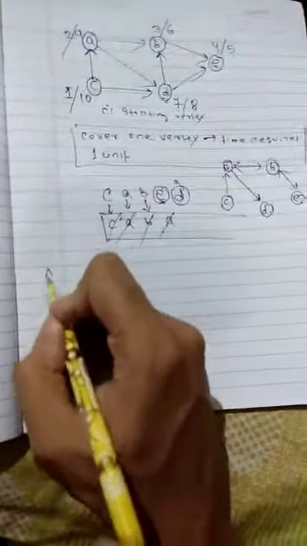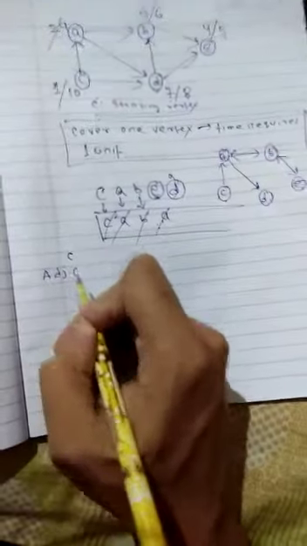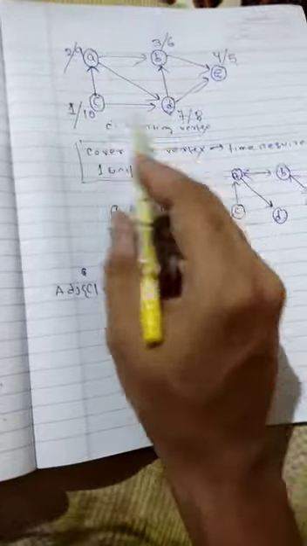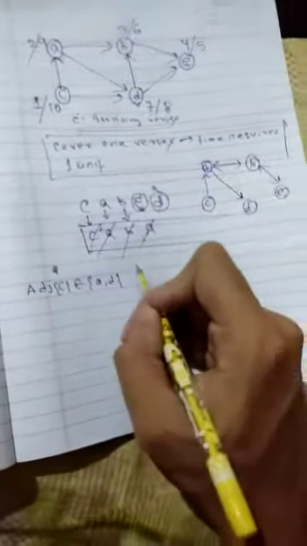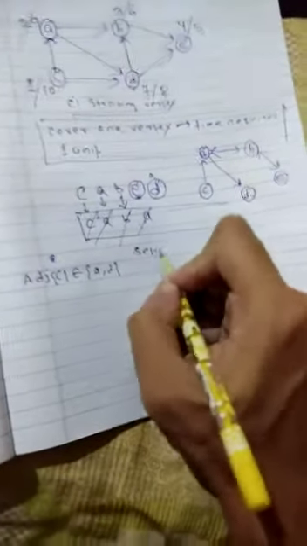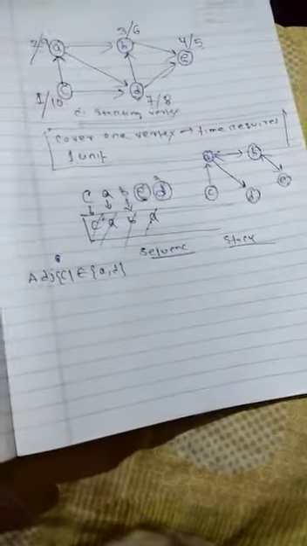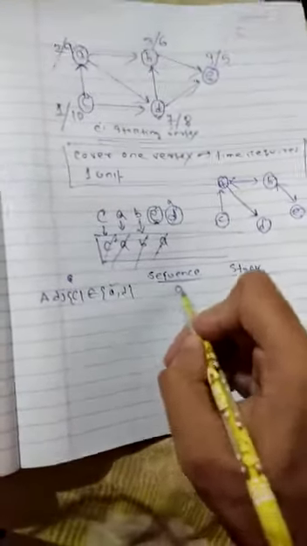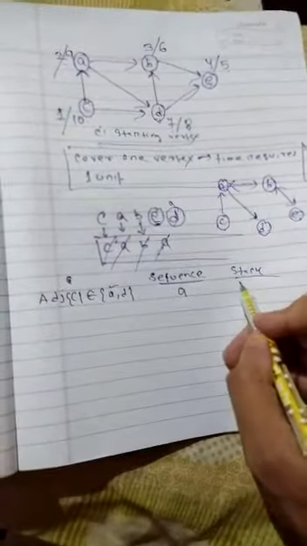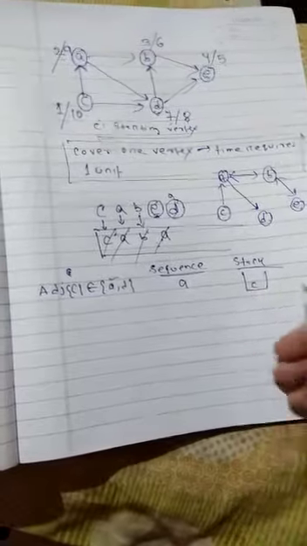Suppose the starting vertex is C. You have to write here that the starting vertex is C, then calculate the adjacent of C. Adjacent of C is A and D. Then write the sequence here, and here write the stack content. In the sequence we choose A, then C will be entered into the stack. Or you can directly write C, it is okay.